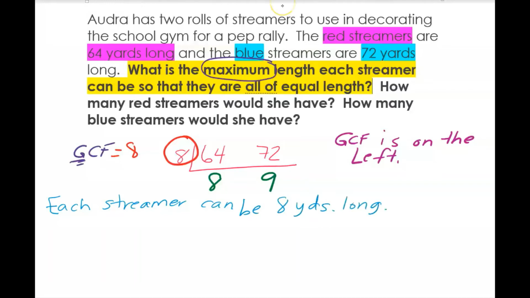All right, now the next question was, how many red streamers can we have? Well, I have a grand total of 64 yards of red. So if I take the total yards of red I have, the 64, and I divide it up into 8-yard groups, because that's how long each streamer will be, I'm going to find that I get 8 red streamers.